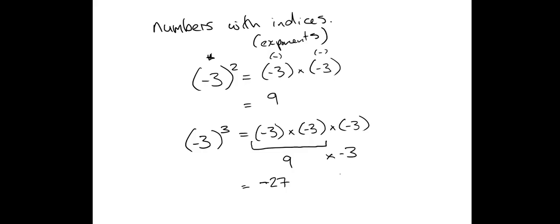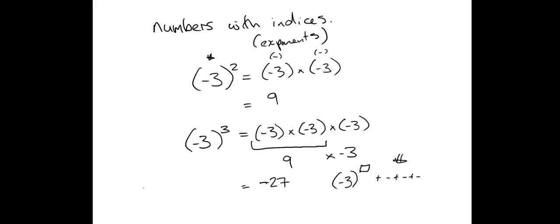So when we have a negative number, when we have an indice up here, it often goes positive, negative, positive, negative, positive, negative. Because a negative times a negative is a positive, but then when we times that by a negative, we get a negative. And then when we times it by another negative, we get a positive. So you just need to be really, really careful with that.